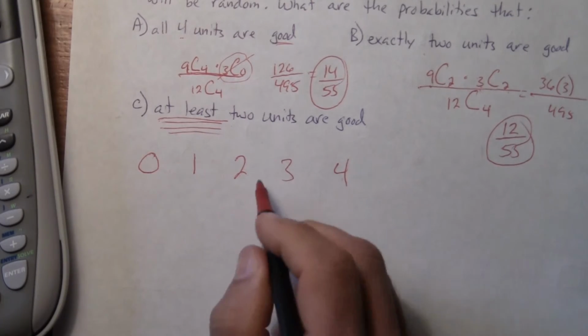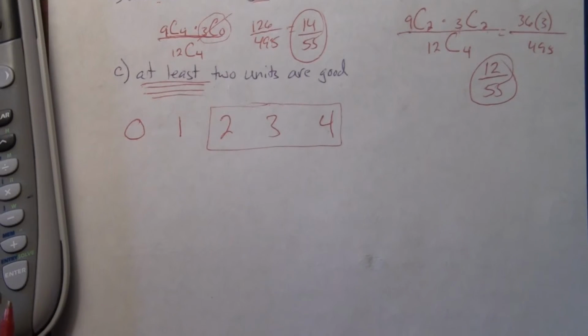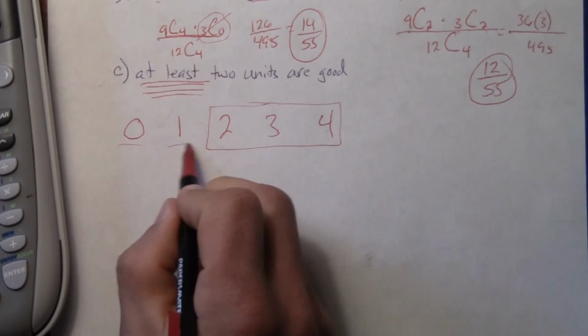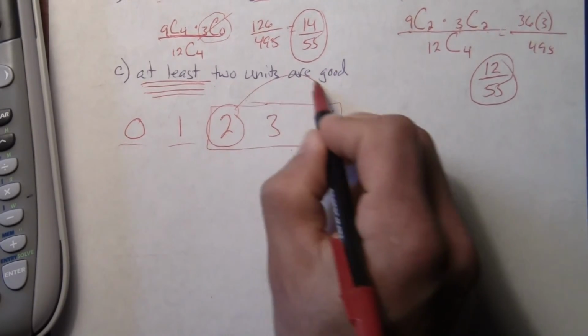They're saying at least 2. That means 2 or more. That means they want you to find all 3 of those probabilities. Well, you can see it's probably quicker to find those 2. Now, it doesn't mean you can't do this. You've already done this one right here.